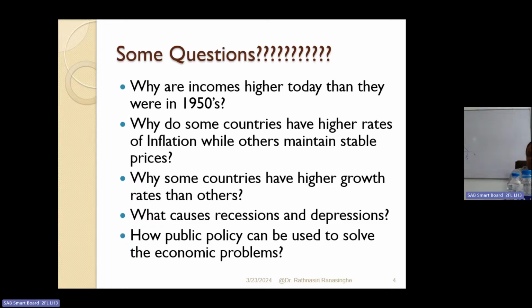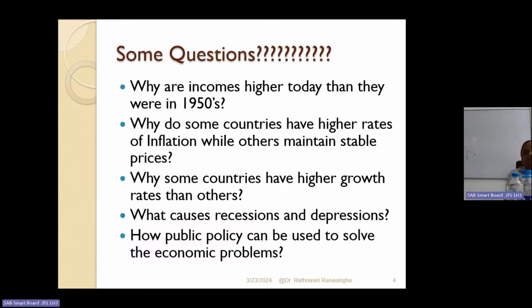Now we identify the emerging markets, emerging countries, with high growth rates. So why is there such a change? We need to look at all these things. And also from time to time we experience recessions and depressions, downturns in economic activity and upturns in economic activity. What is recession? What is depression?